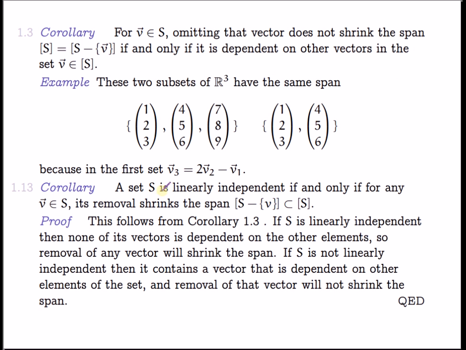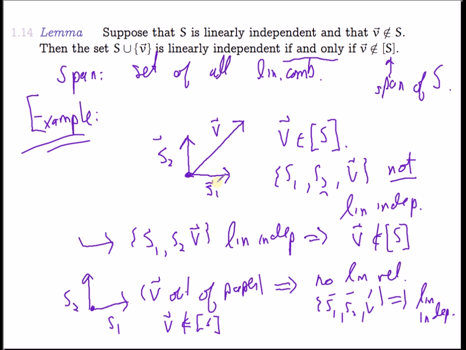All right, a set S is linearly independent if and only if for any V in S its removal shrinks the span. This is just the contrapositive of this corollary. This corollary actually has two statements from the if and only if. If you follow through these two statements, that gives us the contrapositive of these two statements. So these two corollaries are essentially equivalent.